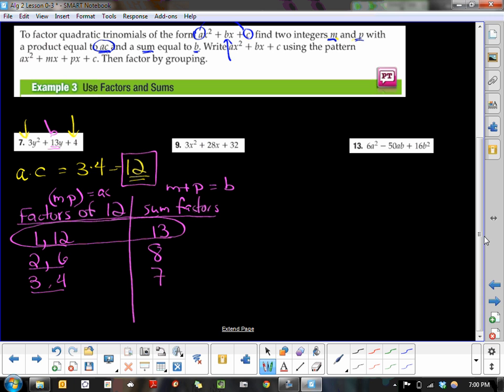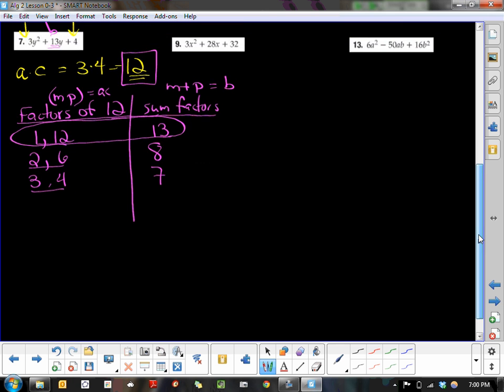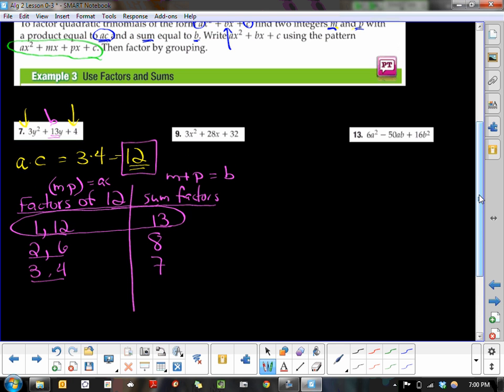The rest of the story is, once you find that combination, you can write it as ax squared plus mx plus px plus c. So here's what I'm going to do with that. I found the m and the p that I wanted. m and p are 1 and 12. So we want to put down our ax squared. Well, that's our 3y squared.